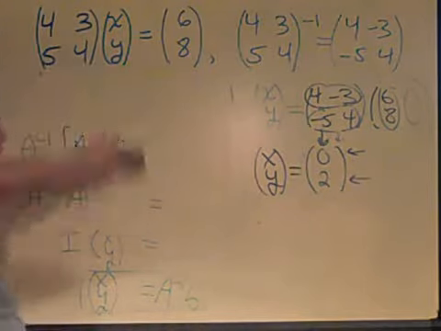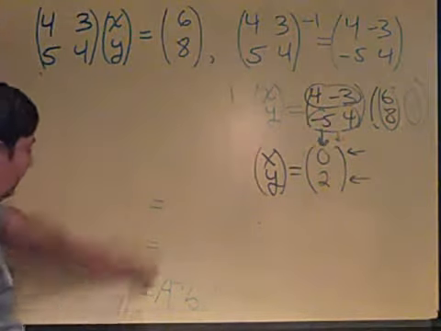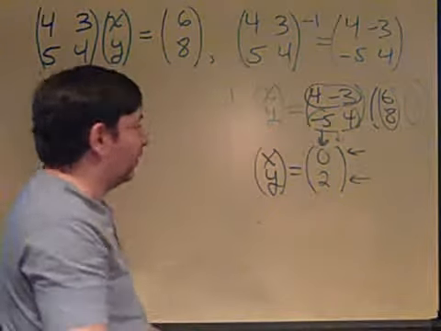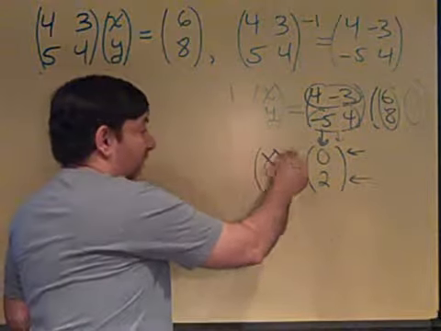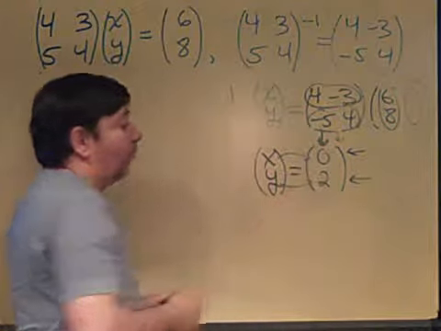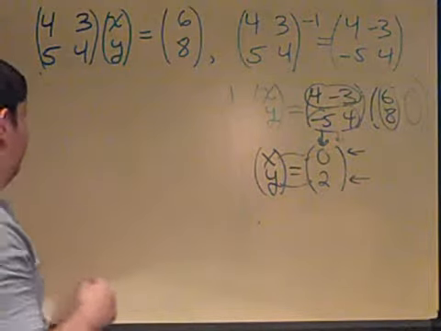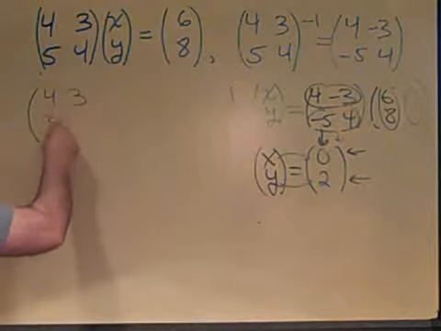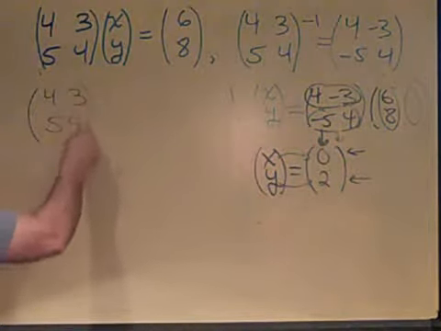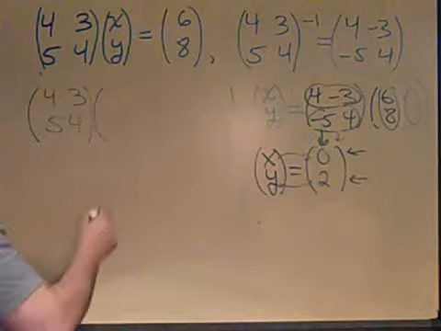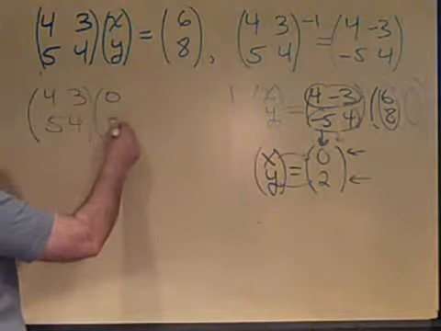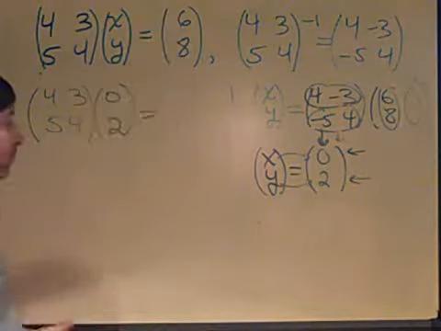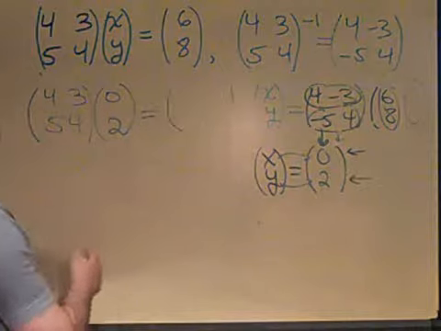Well, exactly what does that mean? Their first entries have to be equal, and so does the second entries. That is x equals 0 and y equals 2. Now let's check this. Maybe we made a silly error. We claim that when we take the matrix 4, 3, 5, 4, and we multiply it by 0, 2, that we are going to get 6, 8. But maybe we made a mistake, so let's check it.